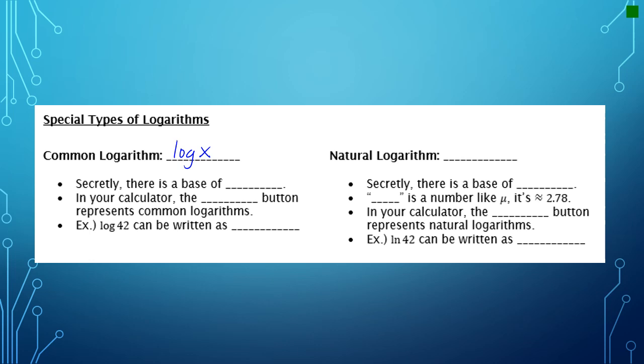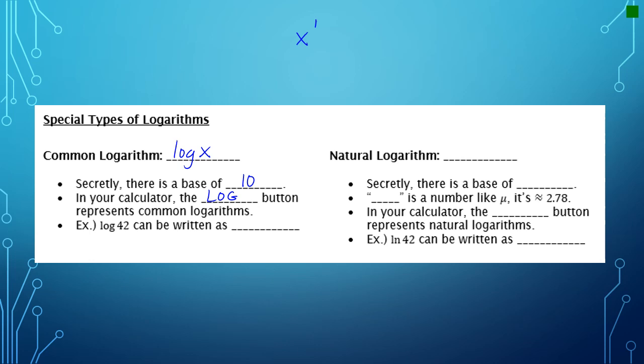It's assumed. It's kind of like if you have x, you assume that the exponent is 1. You don't have to write it. So secretly there's a base of 10 when you see that the base is missing. In your calculator there is a log button, and that represents common logarithms. So you do that differently than you do a logarithm that has a base other than 10.